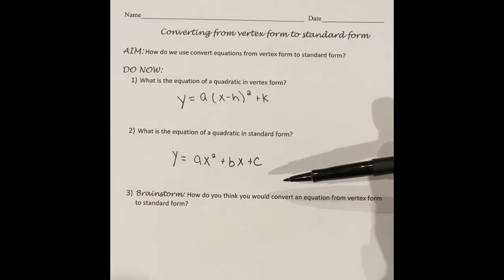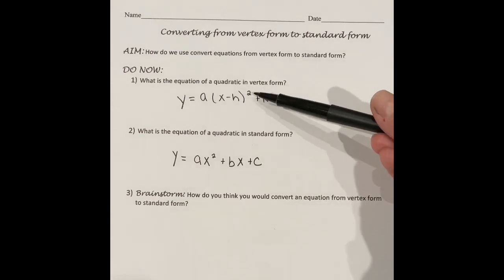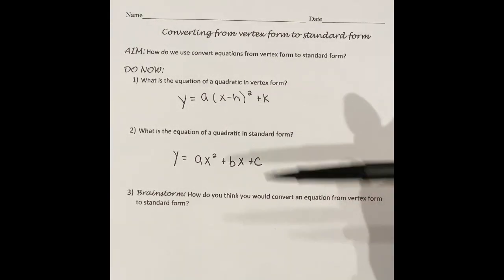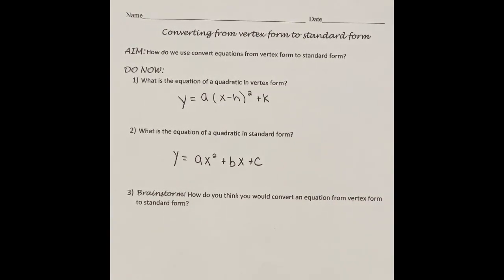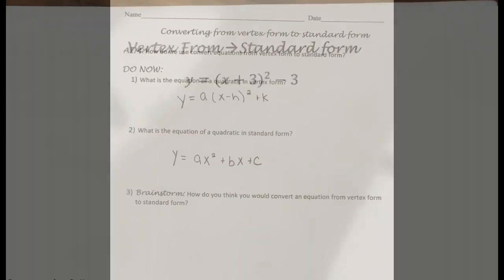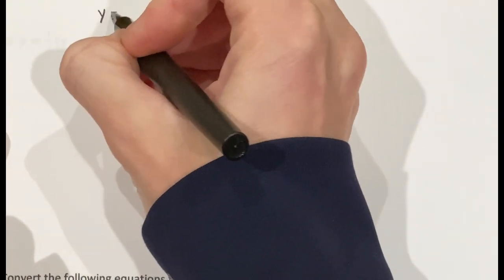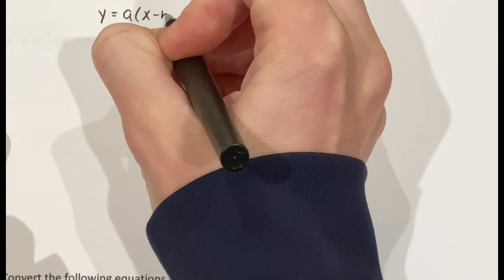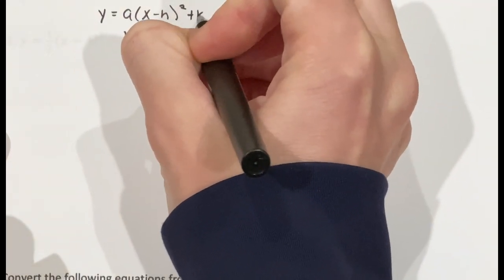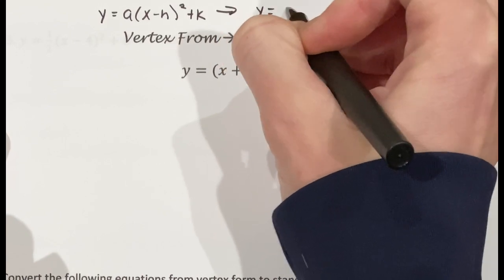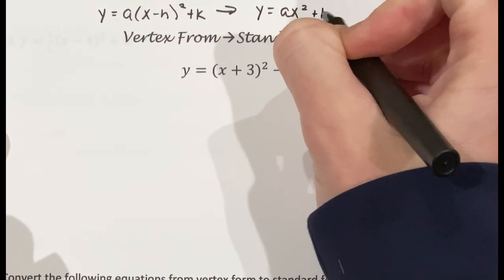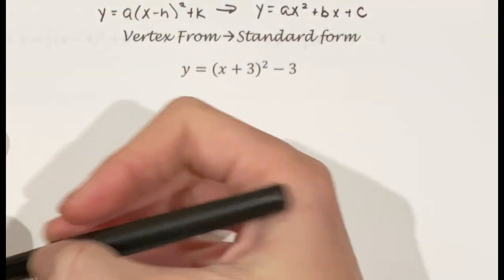So then we have to brainstorm, how do you think you can convert vertex form to standard form? Well, one thing that we see there is the squared. So first thing is we see something squared, which means multiplying it by itself. So we're going to have to double distribute, and then simplify and solve. To convert from vertex form to standard form, we're going from y equals a(x minus h) squared plus k to y equals ax squared plus bx plus c.